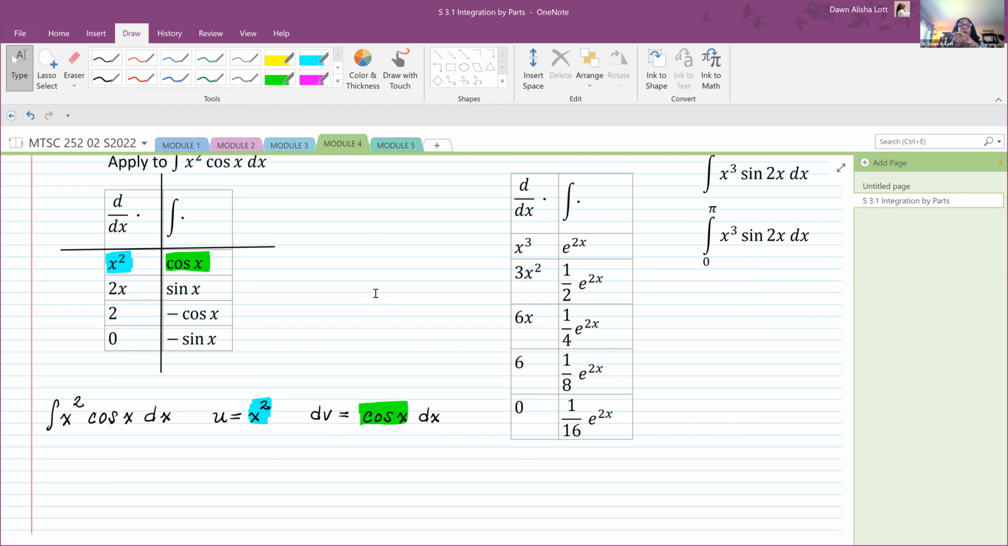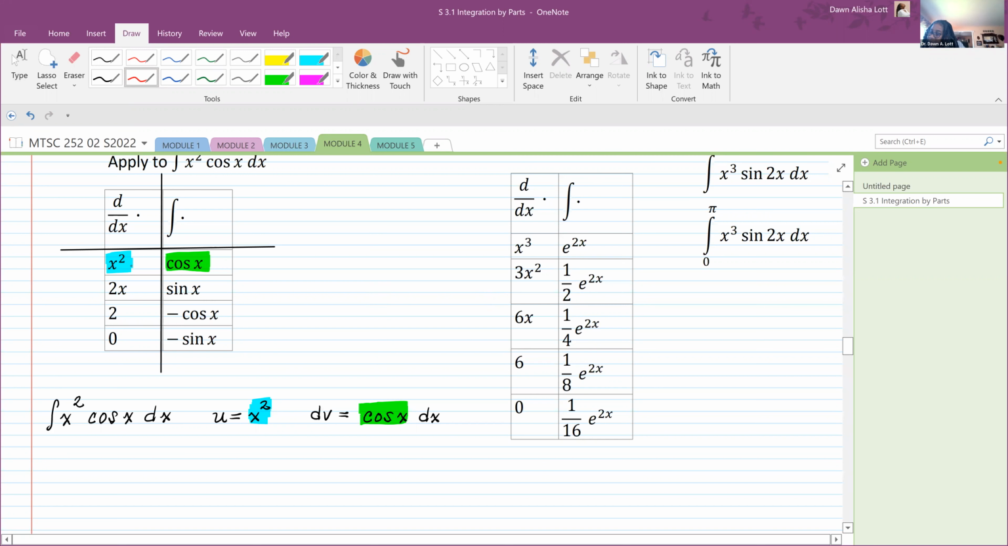For this formula to work. But this formula does work and it's nice. And this formula will keep me from doing 2 integration by parts. Okay. All right. Now here's the tricky part.